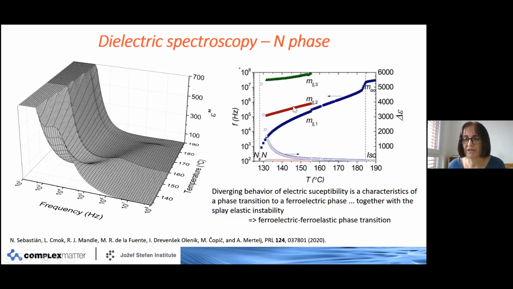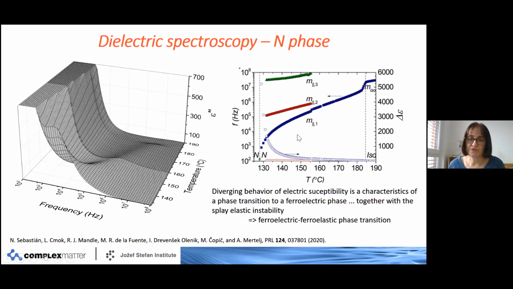The usual molecular mode, noted with the red here, corresponds to the rotation of the molecules around their short axis, and the collective mode, the blue one here, gets slower and its amplitude increases divergently when approaching the phase transition.